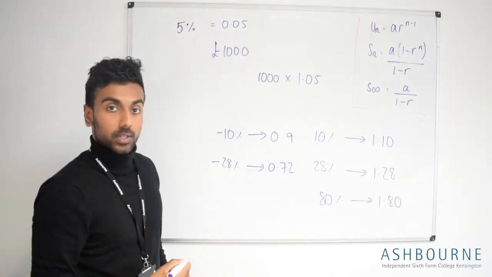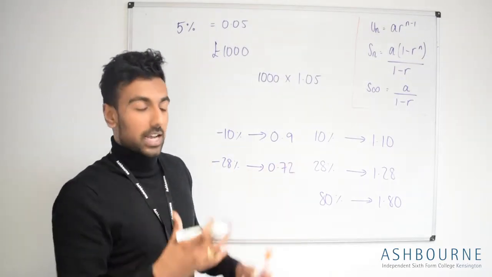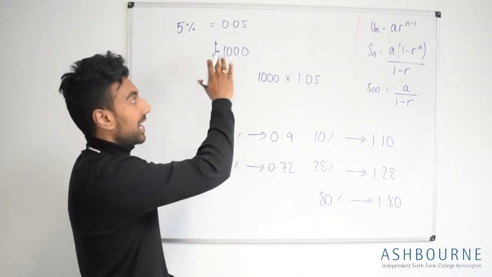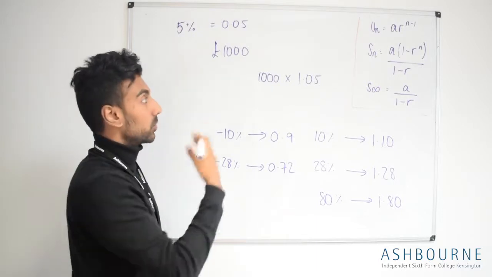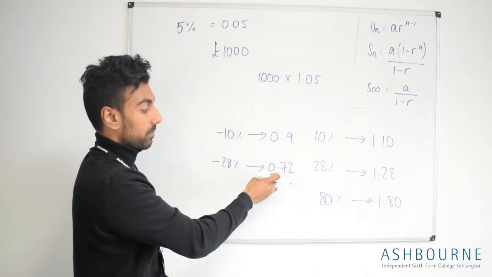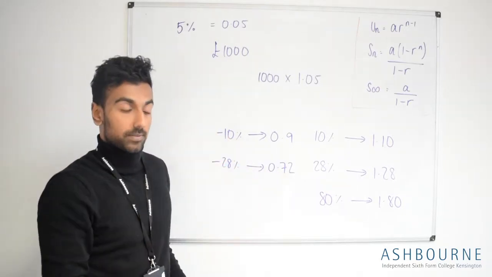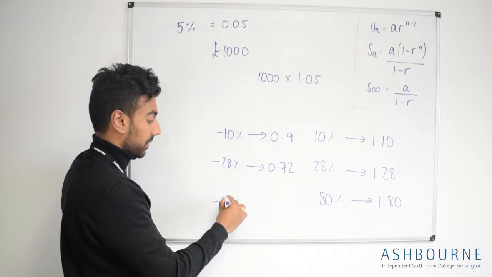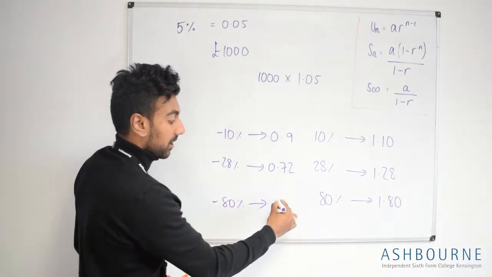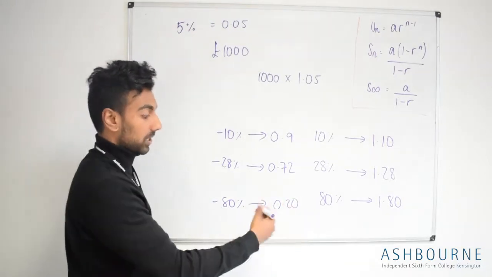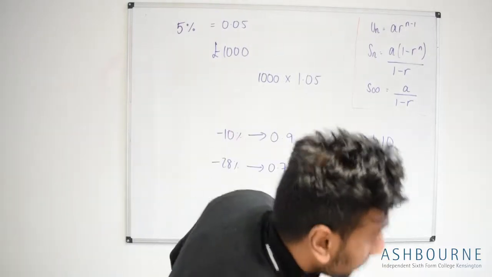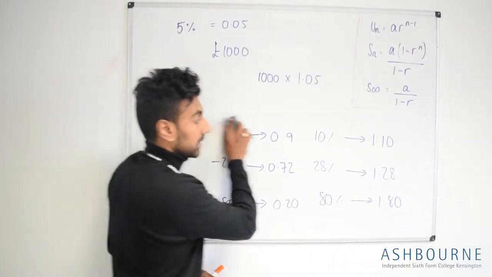0.72. Okay? Because it's got to get smaller, and you've got to have a little bit of common sense here. If you're losing 28% each year, that value has got to be going down. So you wouldn't times it by anything greater than 1, because that would increase it. You want to be timesing it by a decimal or a fraction that's going to reduce it. Okay? And similarly, just to complete it, if I was losing 80% a year, basically going bankrupt, I would be timesing it by 0.2 each year. Okay? Make sure you can understand that before you move on to the next part.